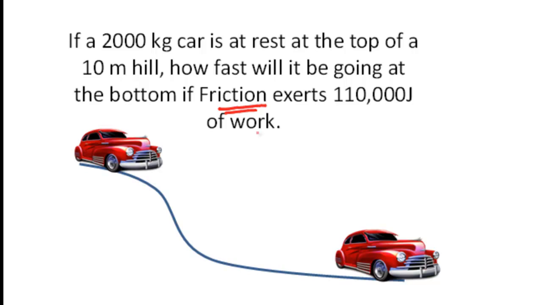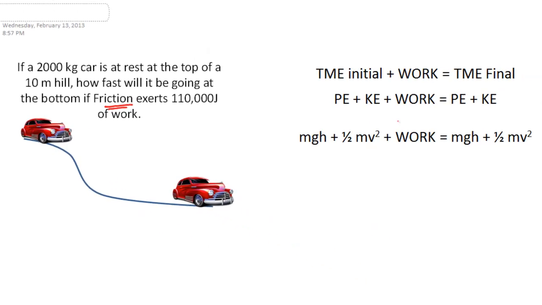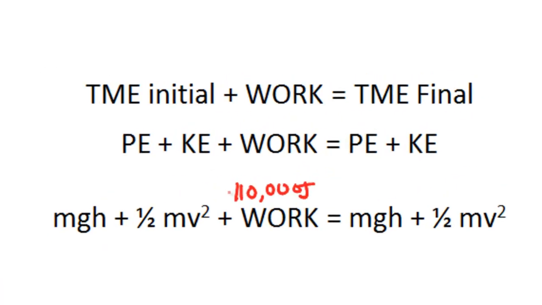So we're looking at the same exact formula. The initial conditions plus work now is going to equal the final conditions. And the one thing you're going to see here is that for the work this time, I'll have 110,000 joules. In this case, it's friction, which means negative work. So we're going to have less energy on the other side in the final part of the problem.